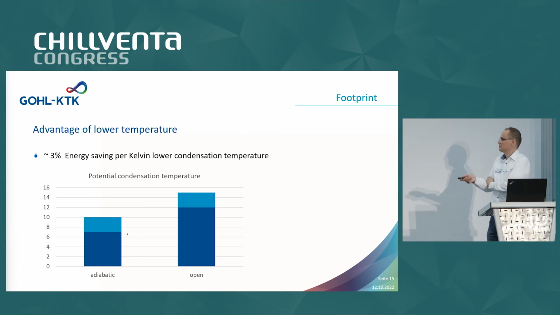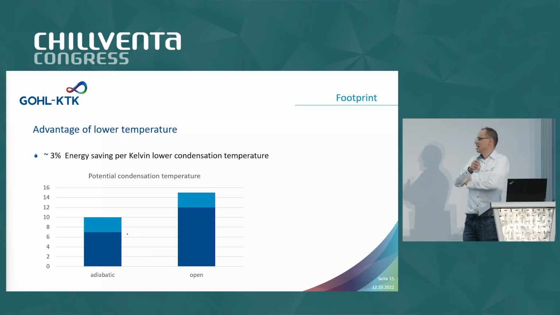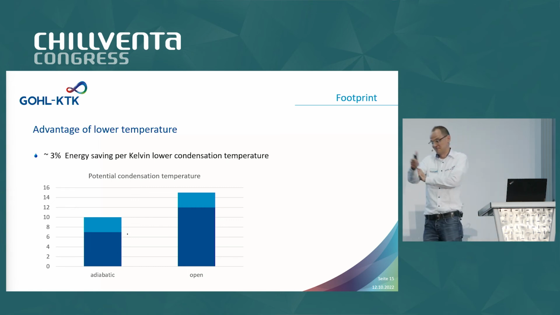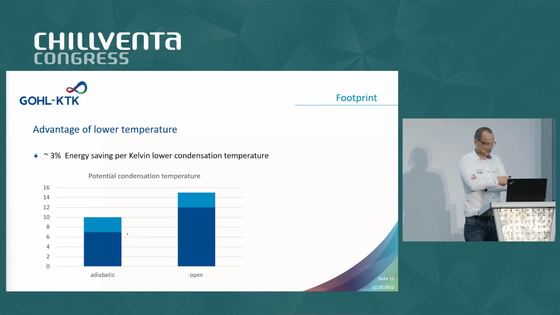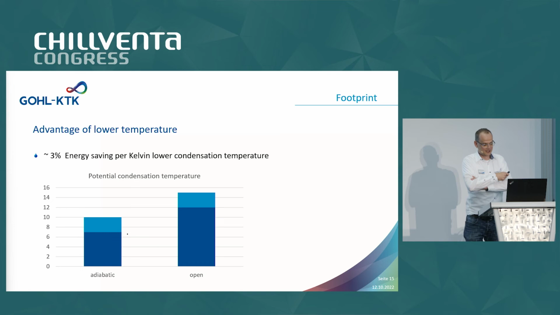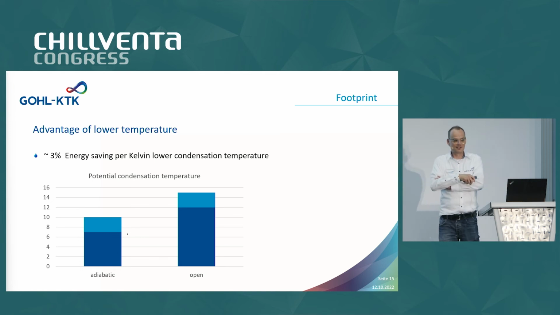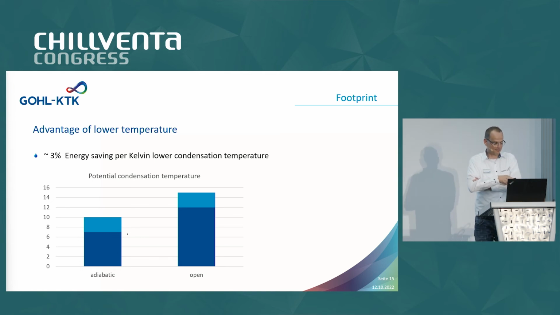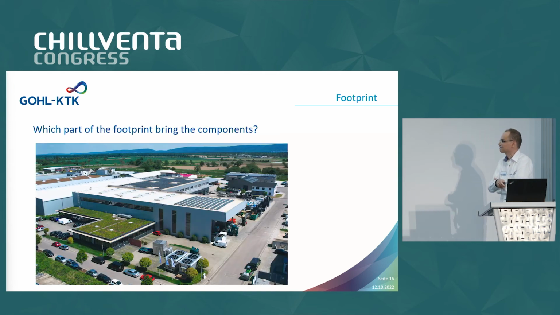Then you could see with the adiabatic, we will have an increase of up to 10 Kelvin, and this could amount to up to 30% after the rule of thumb, but this is really a very uncertain rule of thumb. And when we go to the open type cooling tower, we probably could lower the condensation temperature on hot days by up to 15 Kelvin. But then I wouldn't say we save such a lot of potential energy.